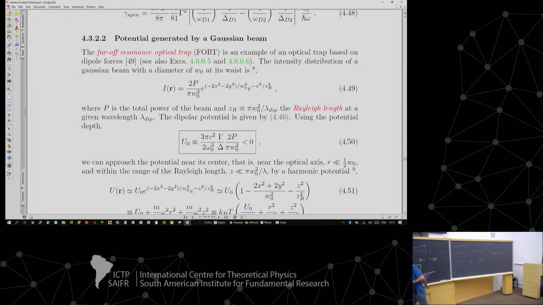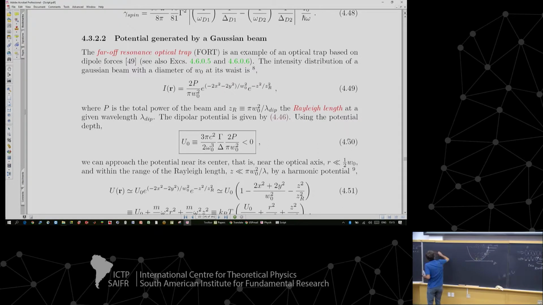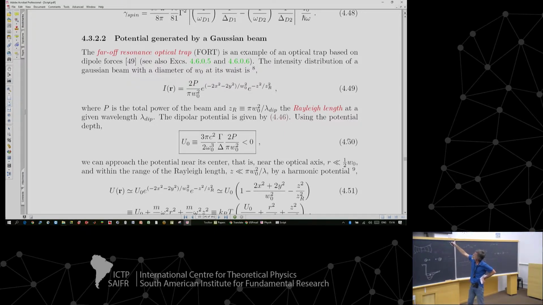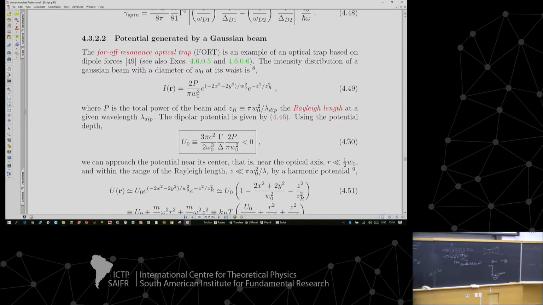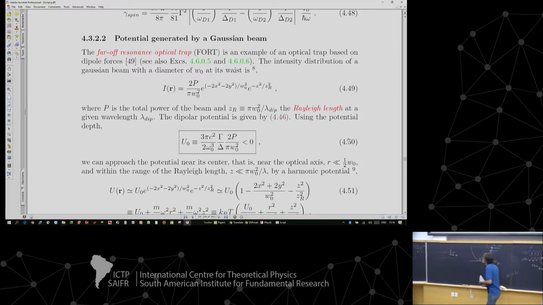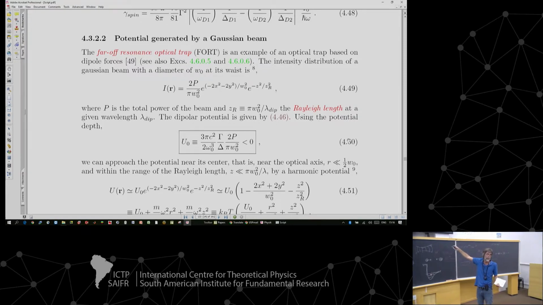W0 is the waist. So a laser beam typically looks like this. This is the waist. That means the diameter is the smallest at the smallest point, at the focus. It's called the waist. So it's a Gaussian here, and in the z direction, z, x, y, it's given by the Rayleigh length. The Rayleigh length is defined like this. So this is a typical intensity distribution that you can plug into the dipolar force that I've showed you before.